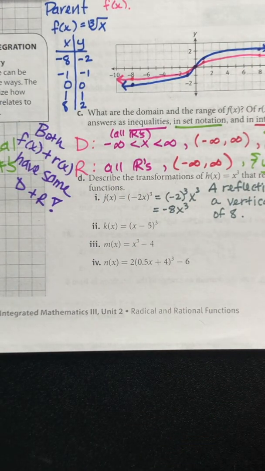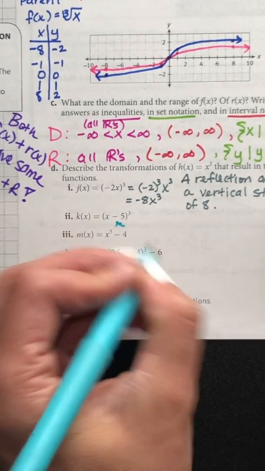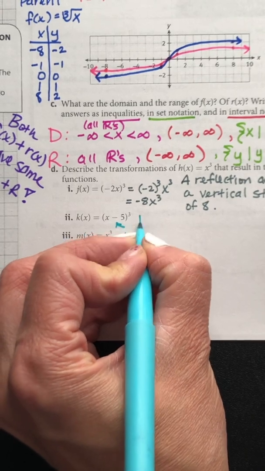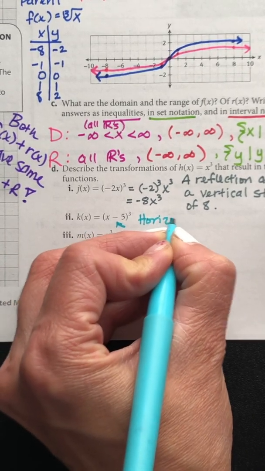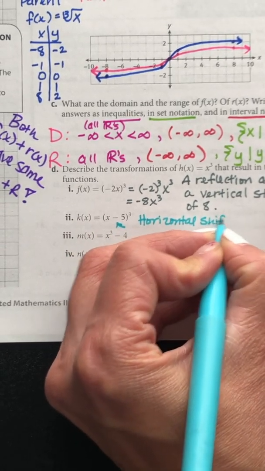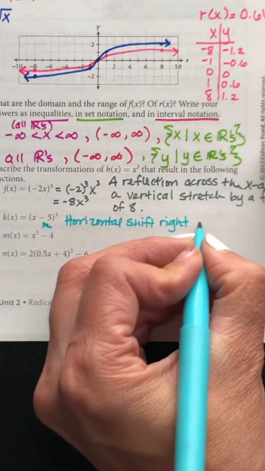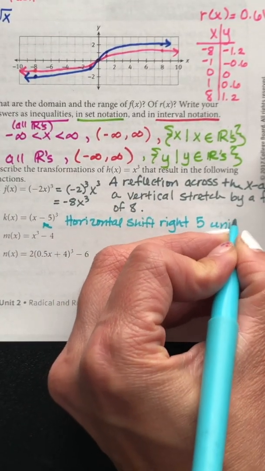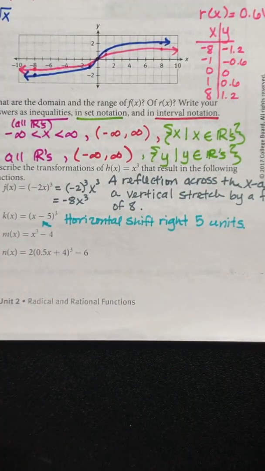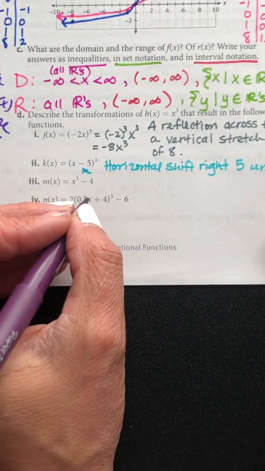Double I says k of x equals x minus 5 quantity cubed. Well, that minus 5 means that we have a shift to the right 5. So this one is going to have a horizontal shift, because that's what it means to move left or right, horizontal shift right 5 units. That was easy, huh?